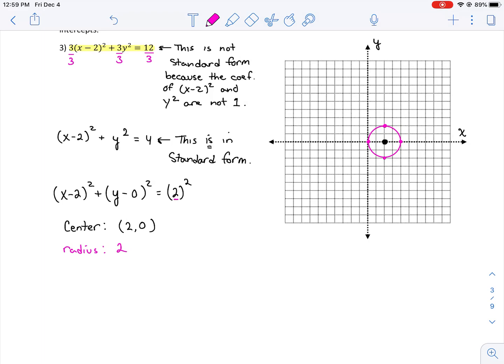There's the graph. Now from the graph, we can identify the horizontal intercepts. There's one at 0, 0, and there's another one at 4, 0. We can also identify the vertical intercept, and that's also at 0, 0. But that's not going to happen all the time where you can easily identify the intercepts from the graph. So I'm going to show you how to find those intercepts algebraically.